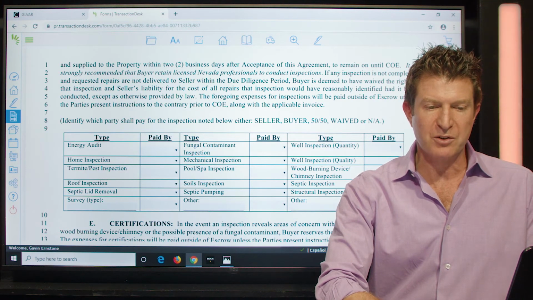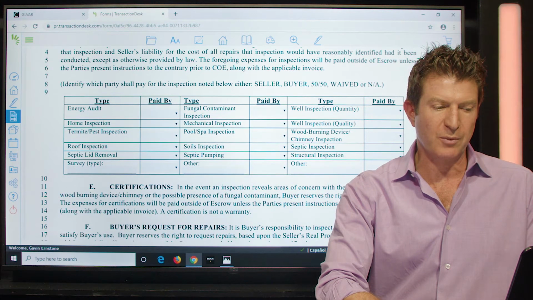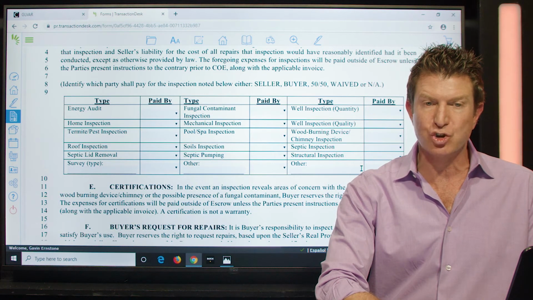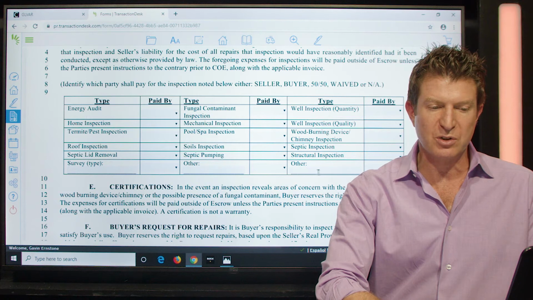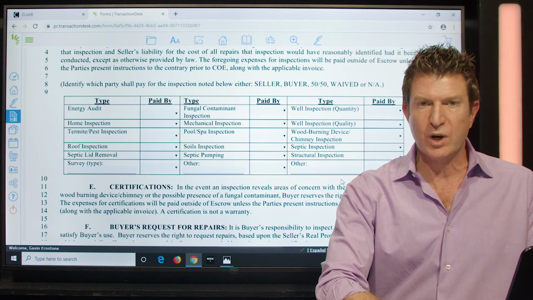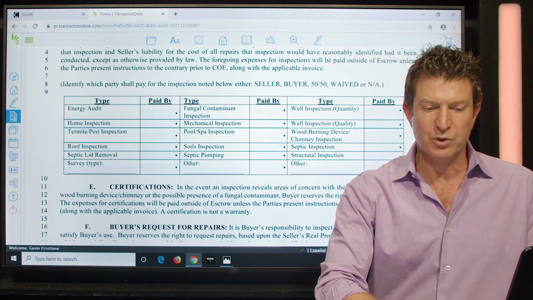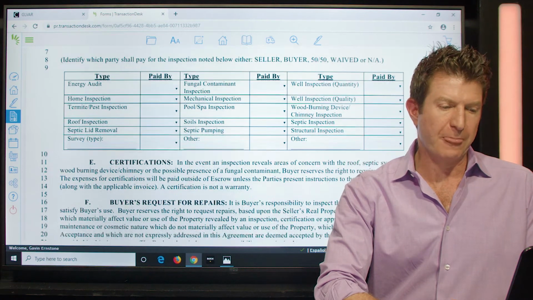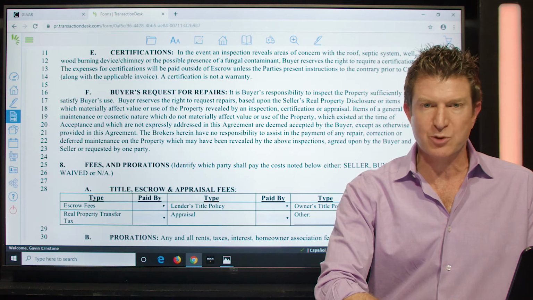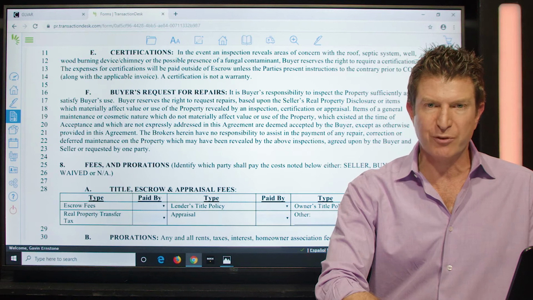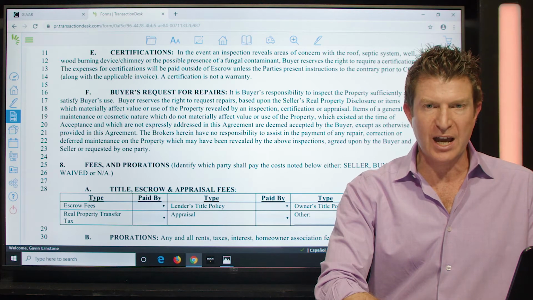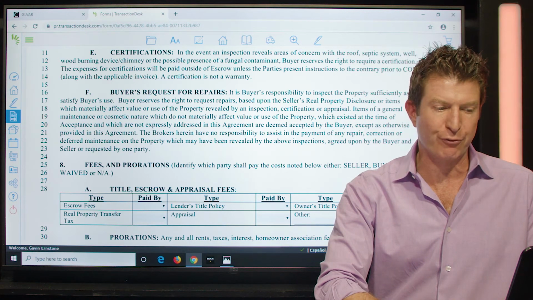A lot of the newer houses have solar. A lot of the newer houses have electronics. So that's an opportunity here in the other section to request a home automation inspection or something like that. Then we talked about the request for repairs, which has to be done on a specific form. We have a separate video for that if you're unsure as to how to complete that form.